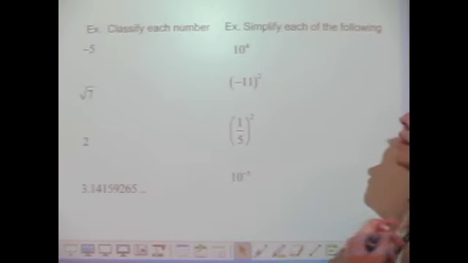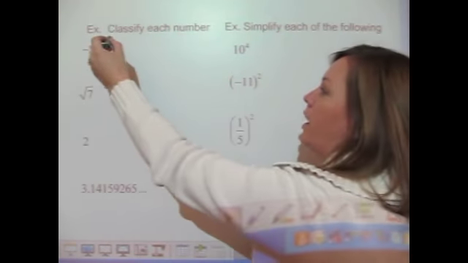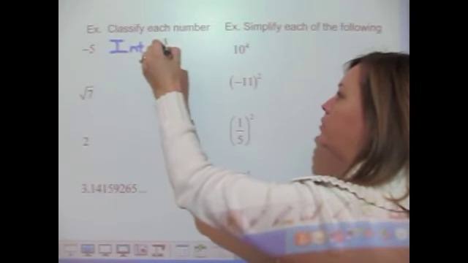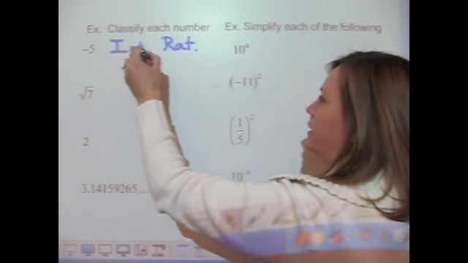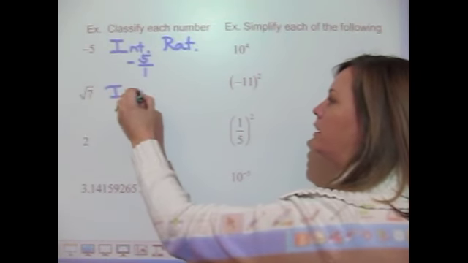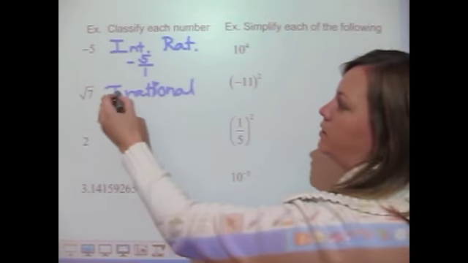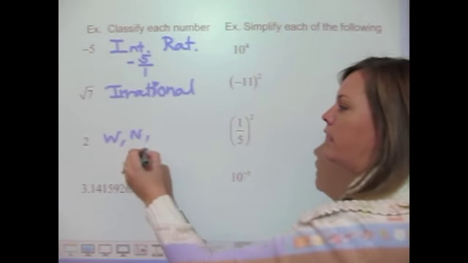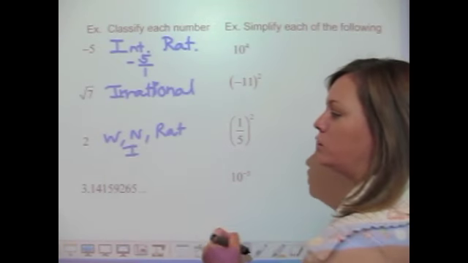All right, so let's practice a couple of examples of these. Let's classify each number. Negative 5 would be an integer, and it would be a rational number because I could write it as negative 5 over 1. The square root of 7 can only be thought of as irrational. I think there's 2 R's there. There we go. 2: whole number, natural number, rational number, integer.